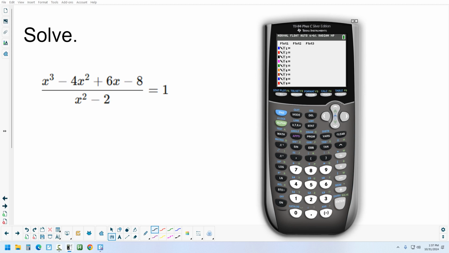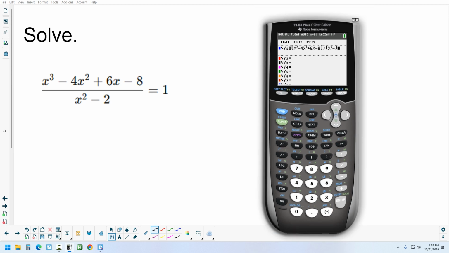Okay, somebody tell me what I would type to put that in Y1. Parenthesis, that's the key. If you don't put that, it's going to come out wrong. Now, minus 4x squared plus 6x minus 8. Okay, now what would I do? Divide. Parentheses again, that's the important piece. You need parenthesis again. X squared minus 2. Okay, so that's the left side.